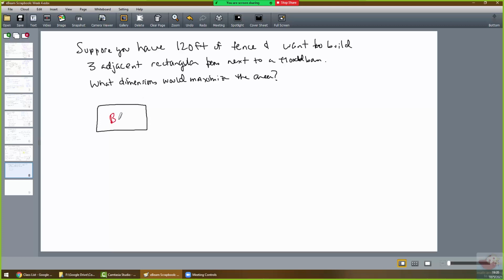So here's the barn. And I think we had this drawing earlier. We need 3 adjacent rectangular pens that are, oh, I forgot to write it in the problem. The side next to the barn does not receive fencing. We should write that. The side next to the barn does not receive fencing. That's what that says. I'm way too lazy.